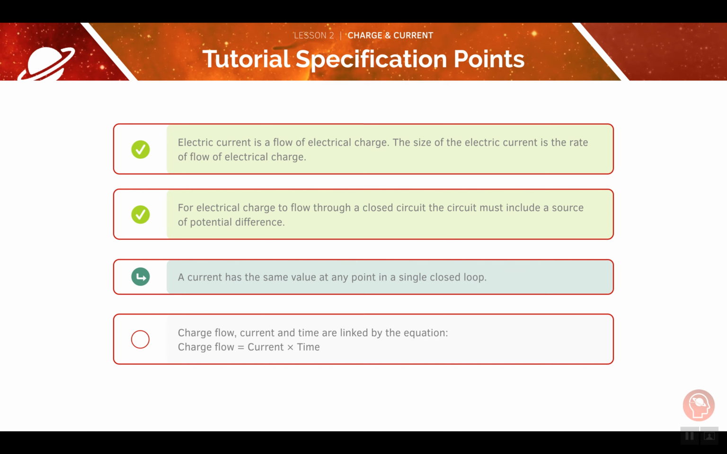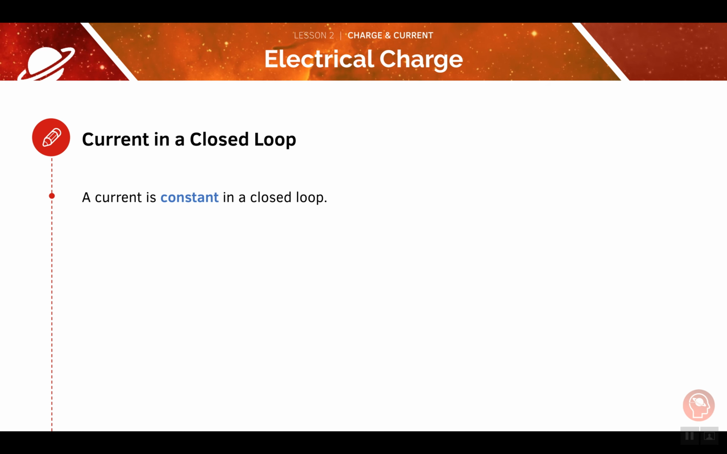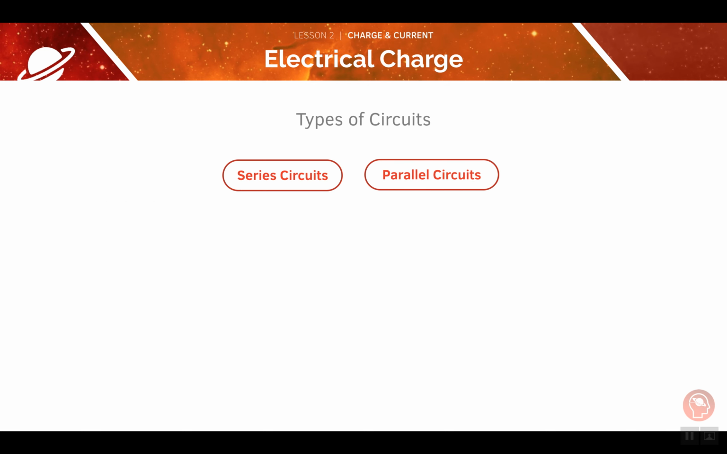The next specification point covers the idea that current is the same all around a circuit. Current has the same value at any point in a single closed loop of circuit. Once we have learnt about series and parallel circuits, this will make more sense. There are 2 types of circuits we need to know for AQA exams. The first is a series circuit, and the second is a parallel circuit.